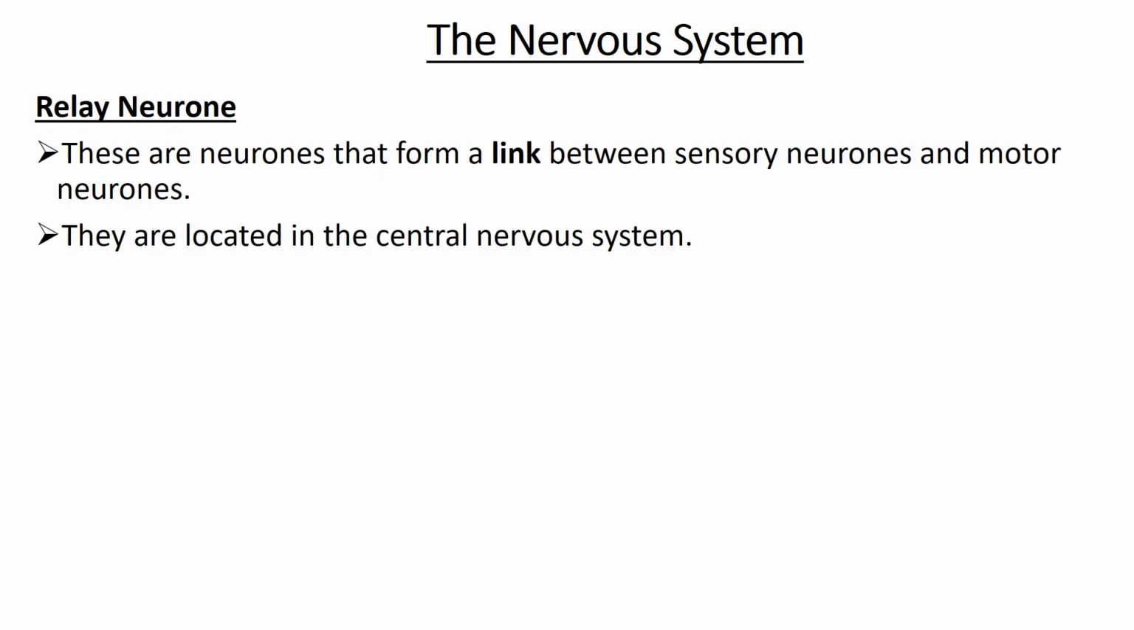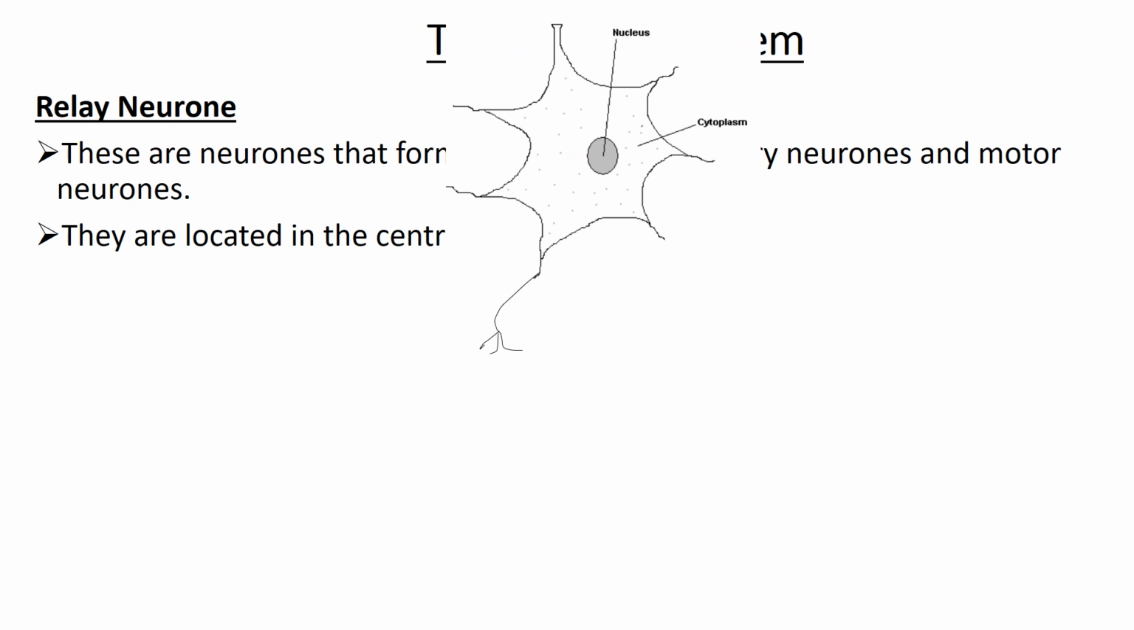So their structure is like this. They usually have a large cell body with a very small axon like this, of course having the nucleus and the cytoplasm. And of course these are dendrites and all. So that's all about a relay neuron.